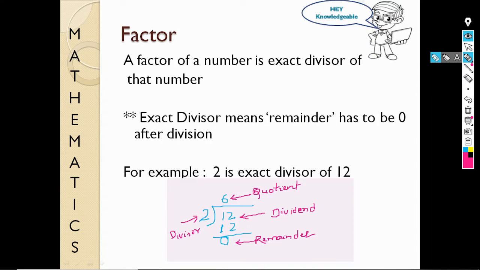So let's understand what a factor is. A factor of a number is an exact divisor of that number. So what is an exact divisor? An exact divisor means the remainder has to be 0 after division. So for example, 2 is an exact divisor of 12, so you can say 2 is a factor of 12.